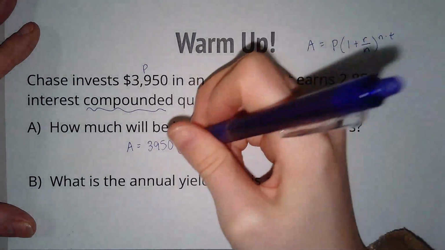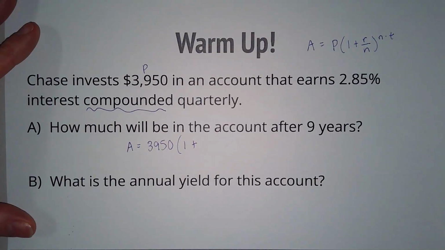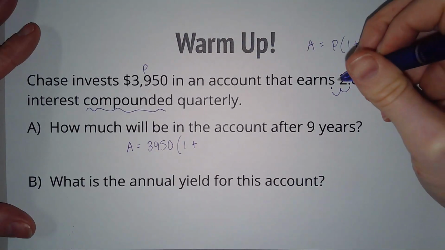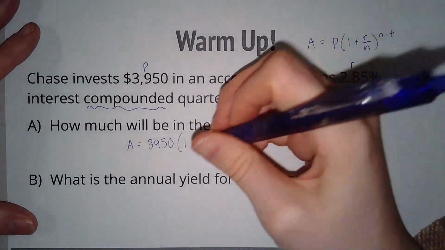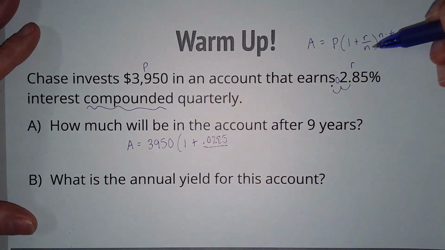We'll do times 1 plus our rate. Your rate is our percent, but we don't want to plug that in as a percent. We would want to change that into a decimal. So to do that, we'll move 2 decimal places. So that will end up becoming 0.0285. That will be over n.